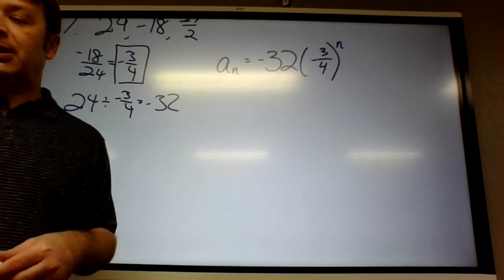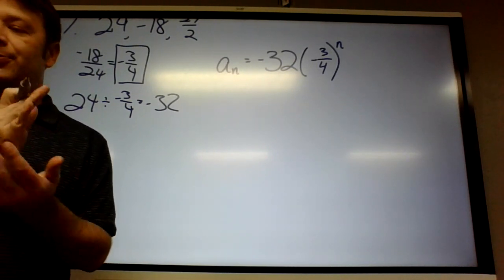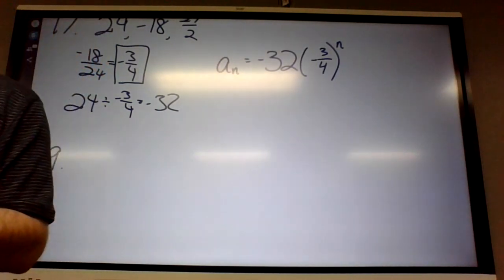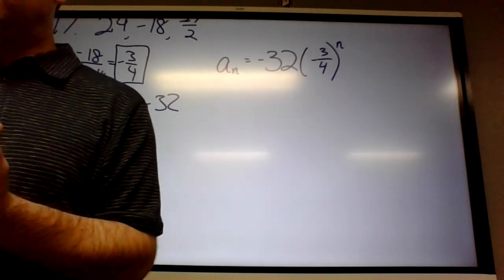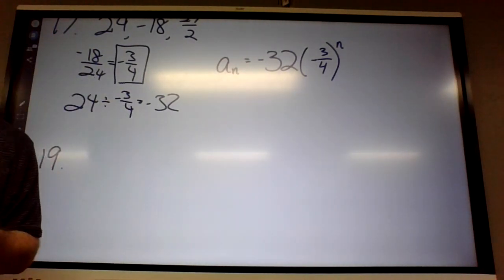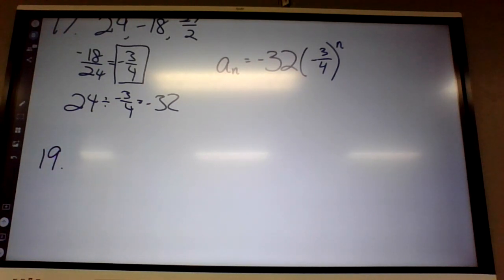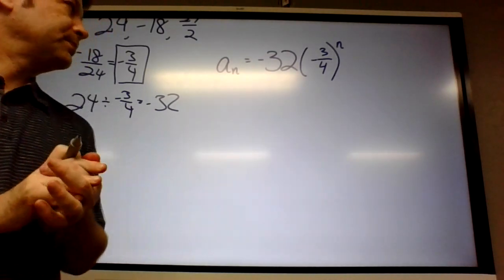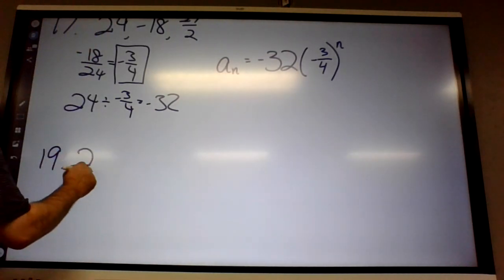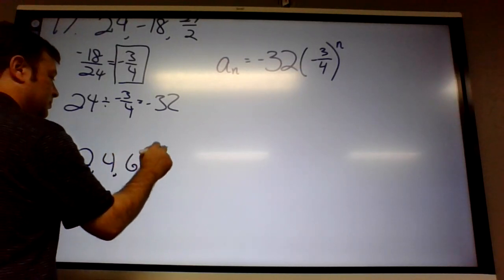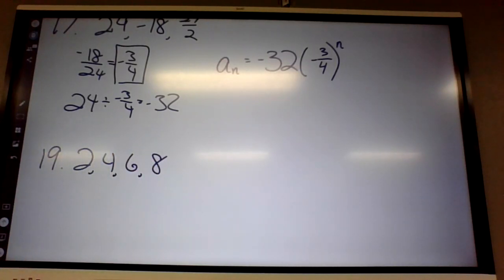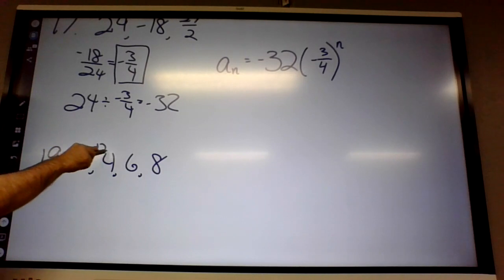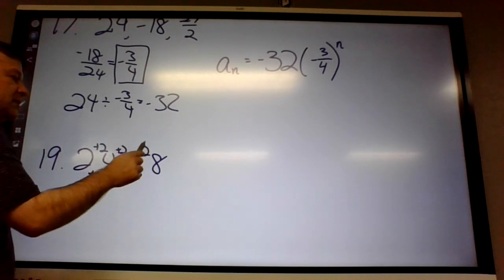19. So the directions on 19 are identify each sequence as arithmetic and state the D, the common difference. Geometric, state the R, the common ratio, or neither. So what is the pattern on number 19? 2, 4, 6, 8. What's the pattern? How do we get from 2 to 4 to 6 to 8? Adding plus 2. So if the pattern is plus 2, what kind of sequence is it?